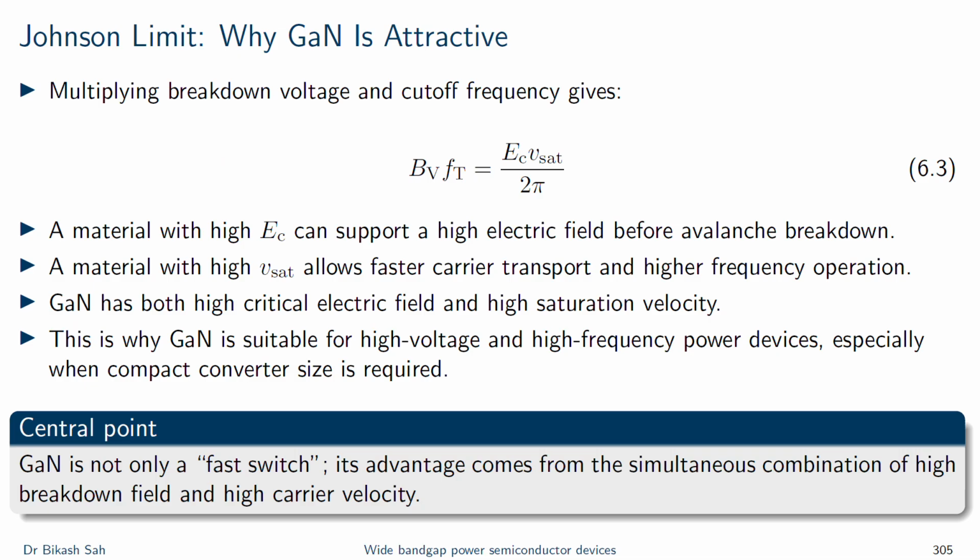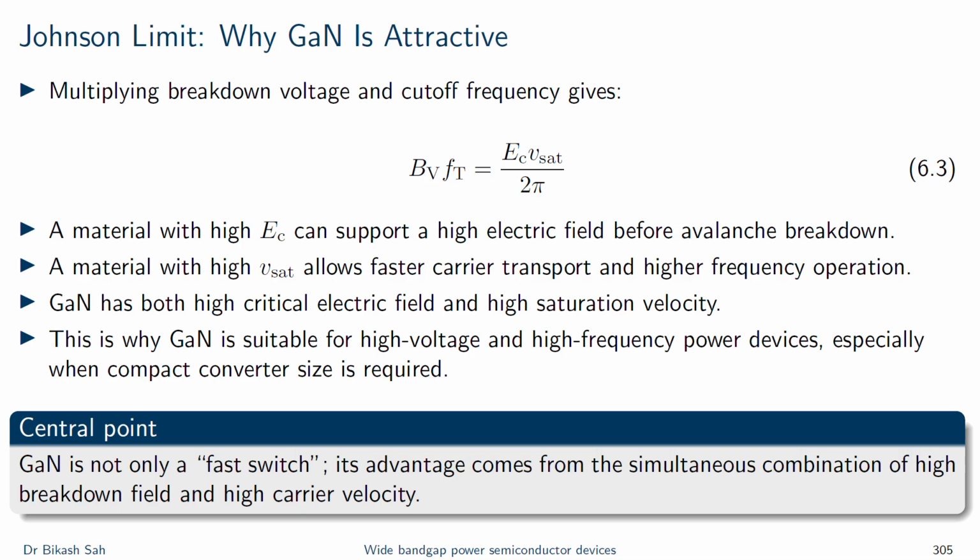This is why the slide says GaN is not only fast. If the material only had high speed but poor breakdown field, it would be useful mostly for RF applications, that is in the gigahertz range, but it won't be useful in power applications. But if it had only a high breakdown field but poor carrier transport, it would be good for blocking, but again not good for fast switching, which is something that we have been missing in silicon devices. So GaN is combining these two properties together, and therefore it is very attractive for compact, high frequency, high efficiency power converters.